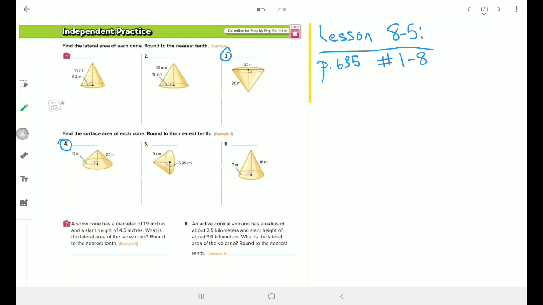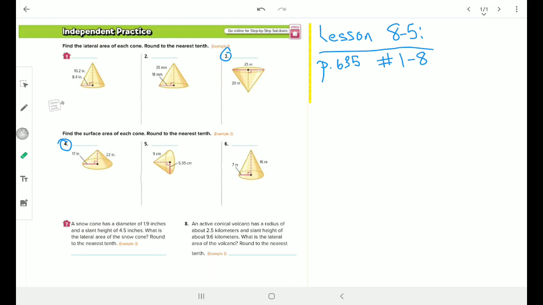So much like with cylinders, with cones, we are dealing with the lateral area and the surface area. Remember, with lateral area, it's just the area of the curved surface, but not counting the base. The lateral area of a cone would be this curved shape here. If you think about a traffic cone, it's that outside curved part, but we are excluding the base. The bottom part is not going to be part of my lateral area.